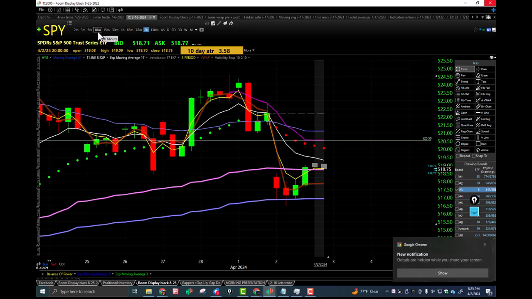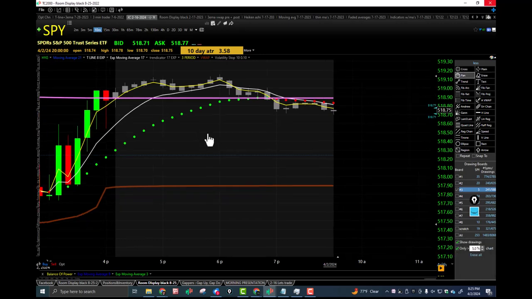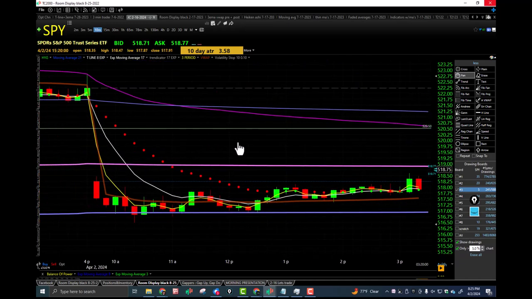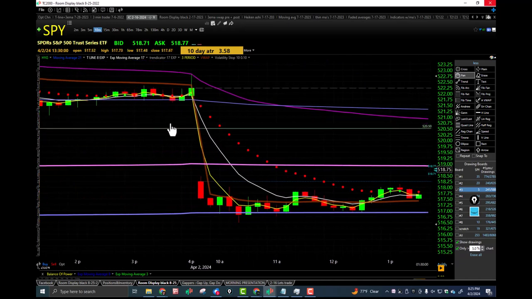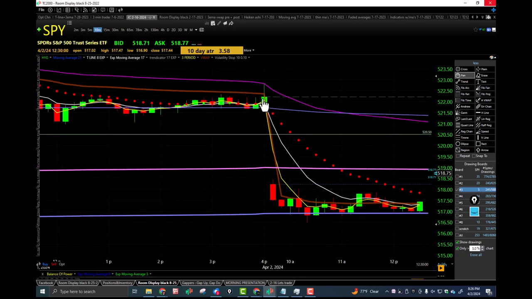I'm going to go to a 10-minute chart, and I'm going to pan over so you can see price action come all the way back to the pink line and kiss it like a butterfly right there, and then fall back under VWAP right here. The brown line is on my VWAP.